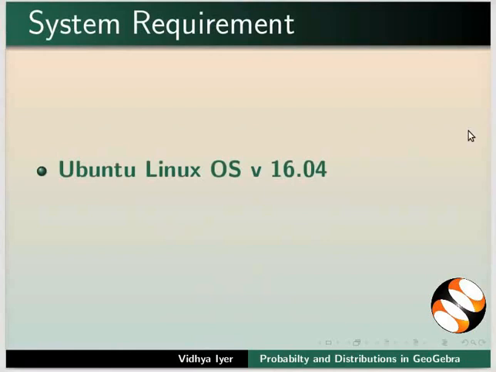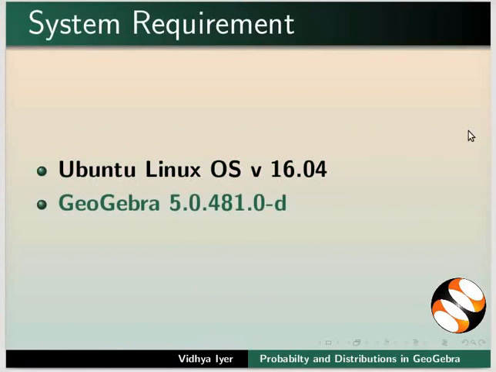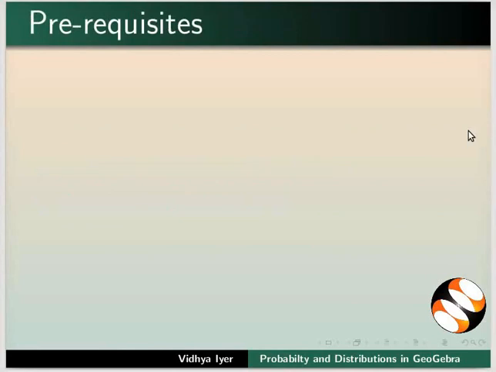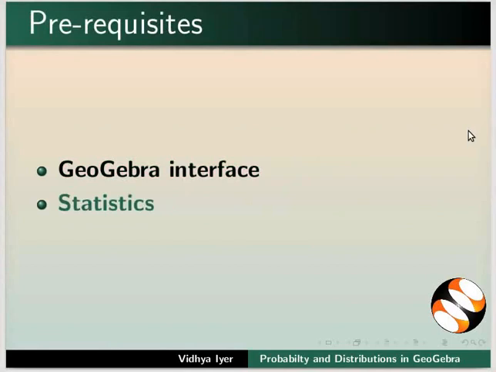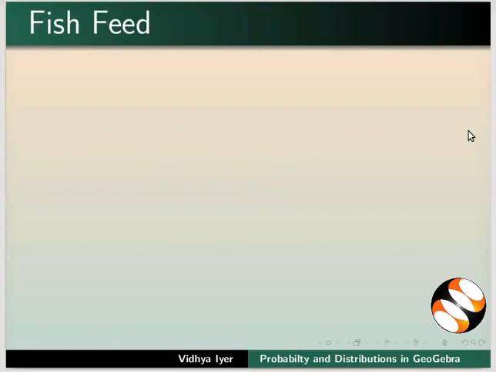Here I am using Ubuntu Linux operating system version 16.04, GeoGebra 5.0.481.0-D. To follow this tutorial, you should be familiar with the GeoGebra interface, statistics, and the fish feed example.